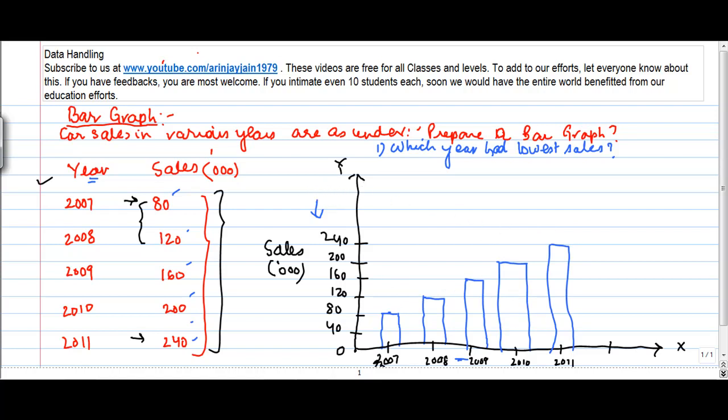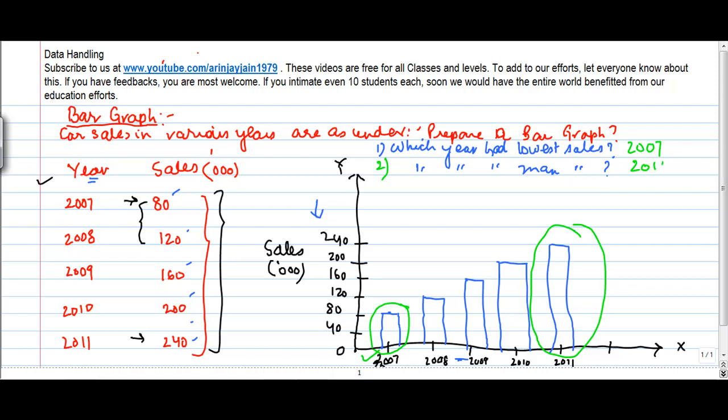Now if you see these graphs, the point to be noted is that the year which has the minimum sales will have the smallest bar. If you see these bars, which is the smallest one? This, which is 2007. So 2007 had the minimum sales. Second question, which year had maximum sales? The year with the maximum sale would have the biggest bar, right or wrong? Right. This is the one. So the answer is 2011.